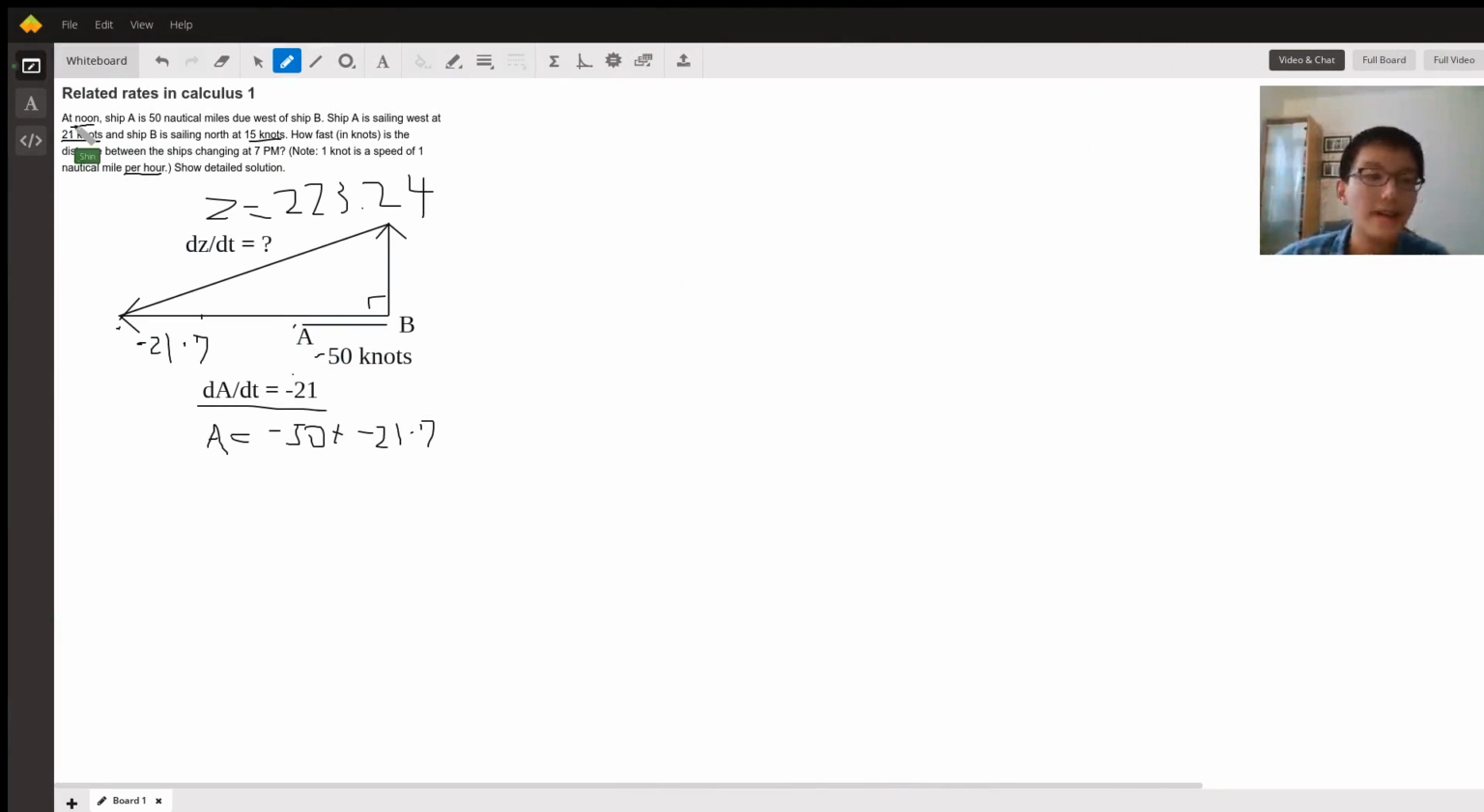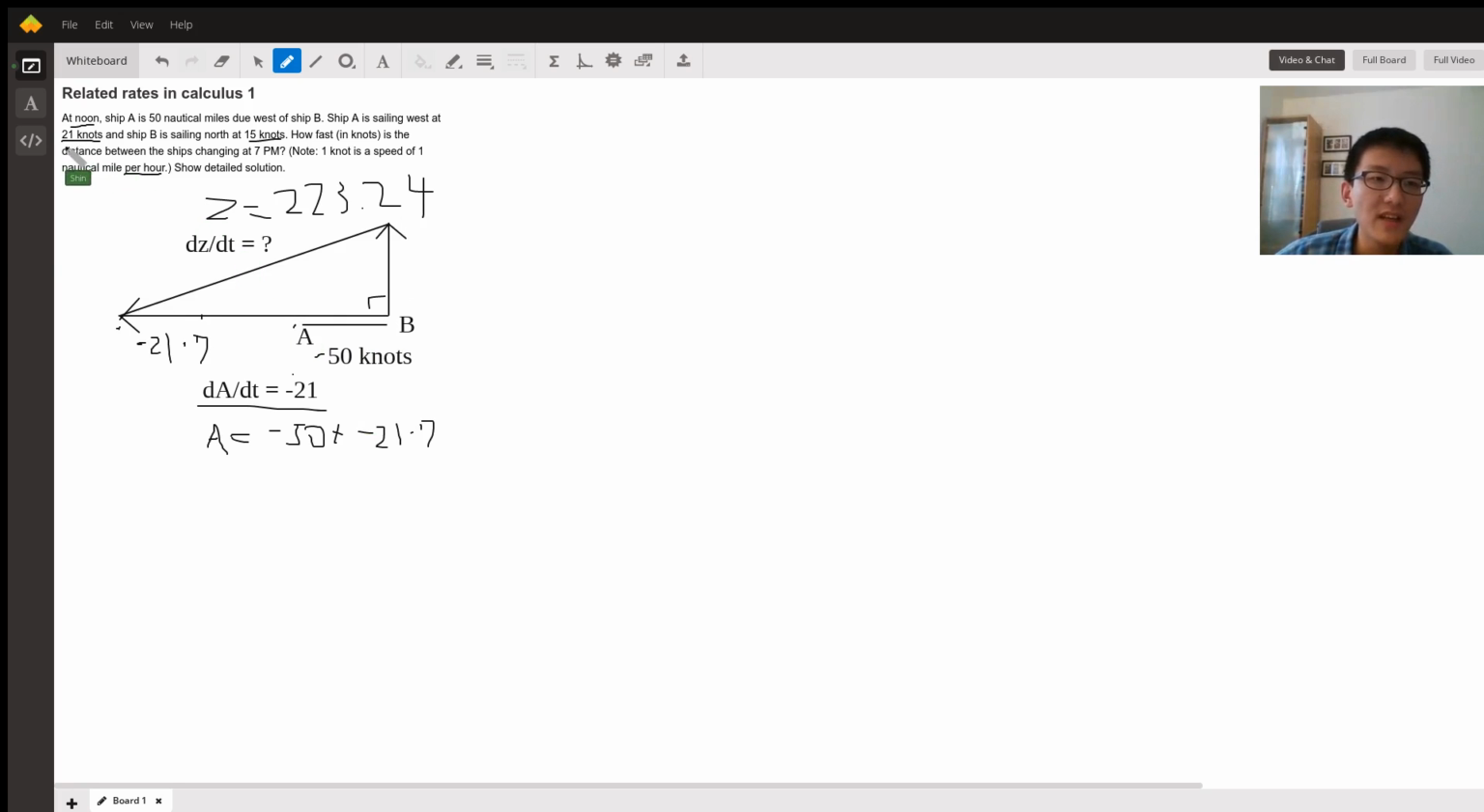Hello. All right. So in order to solve this problem, I just drew a triangle out here for you. At noon, the distance between A and B is 50 knots. Since A is already west of B, we'll consider west negative and north positive.